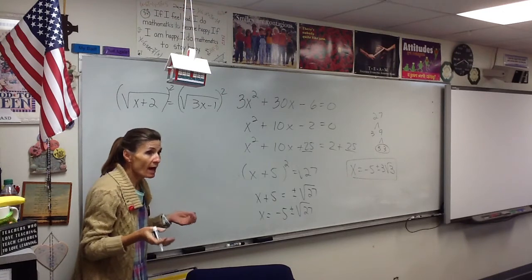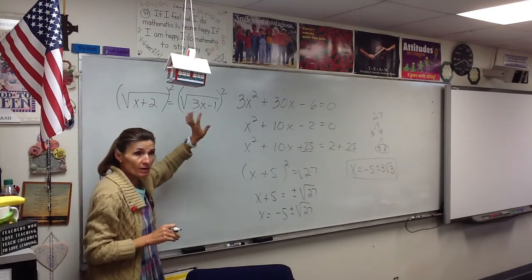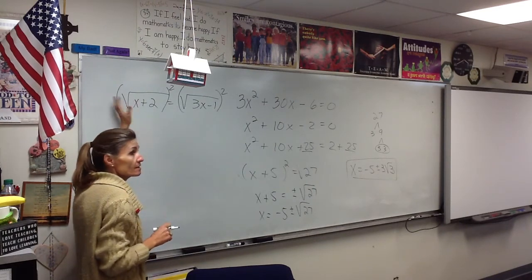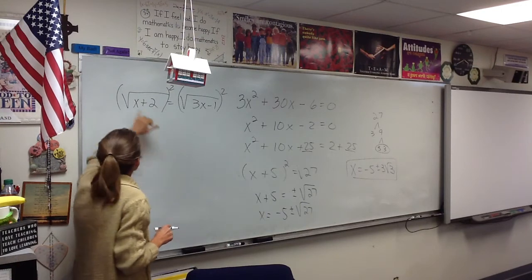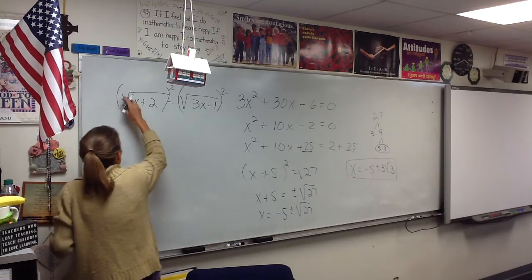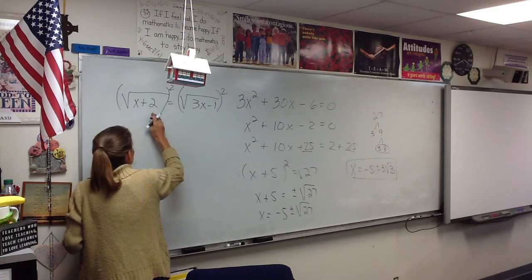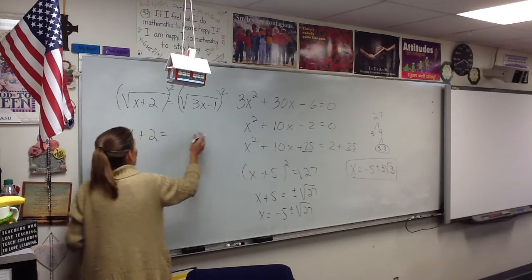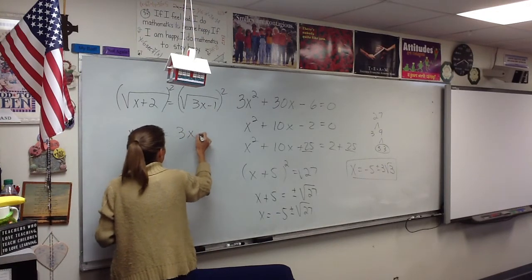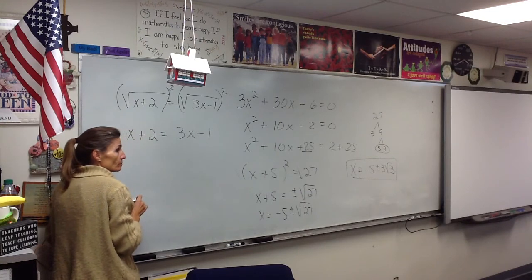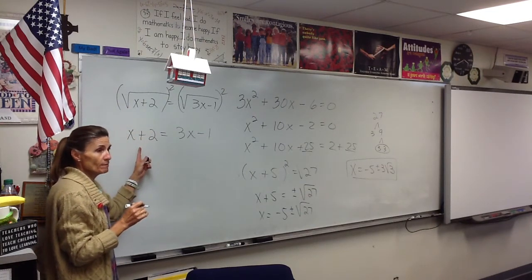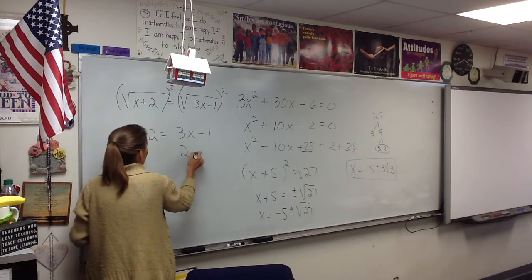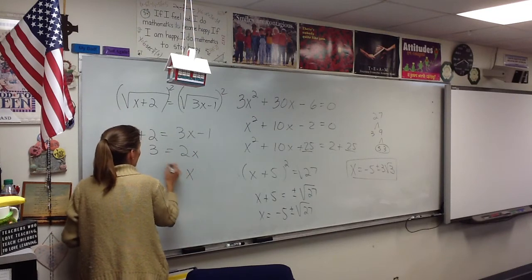And why would we do that? Because the problems have radicals in them. We need that x to get out of the radical. So we square. What is the square root of x plus 2 squared? What's this going to equal? X plus 2. And what's this going to equal? Now, is that a solvable equation? Very easy to solve, right? So let's see, 2x equals 3 and x equals 3/2.